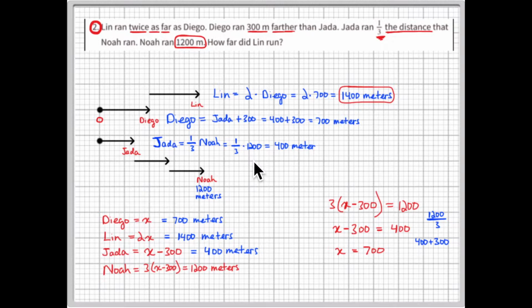For the running problem, change how far Lynn runs compared to Diego. Instead of running twice as far, maybe Lynn runs 3 times as far. Or maybe Lynn runs a fraction of Diego's distance. Change how far Jada runs compared to Noah. Instead of 1/3 of the distance, have Jada run an improper fraction amount. I'm going to use 5/4, so we'll see what 5/4 the distance does. So just make some changes and see how those changes affect the problem.